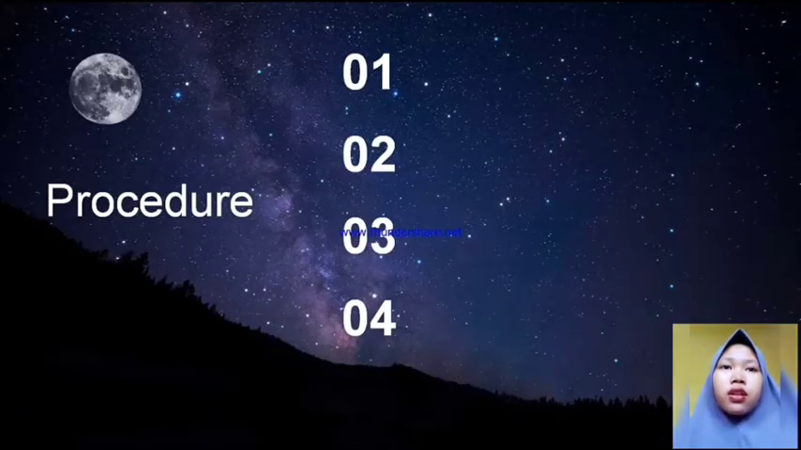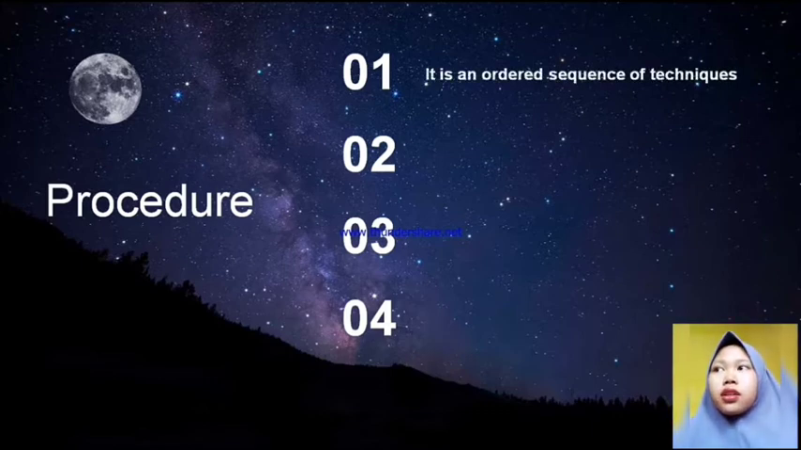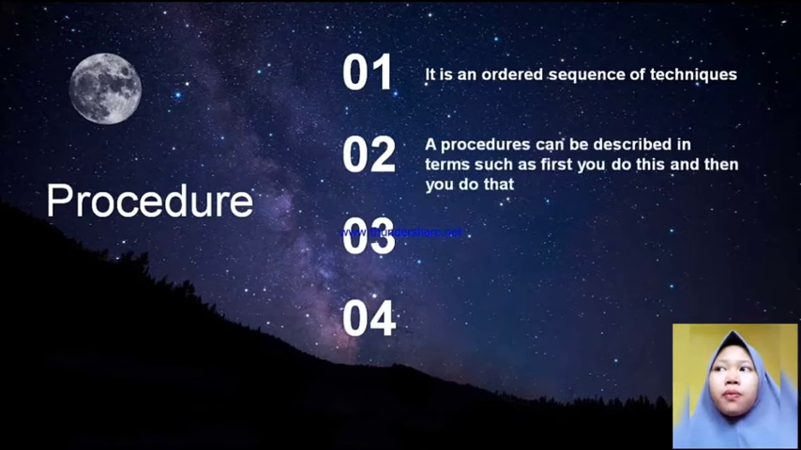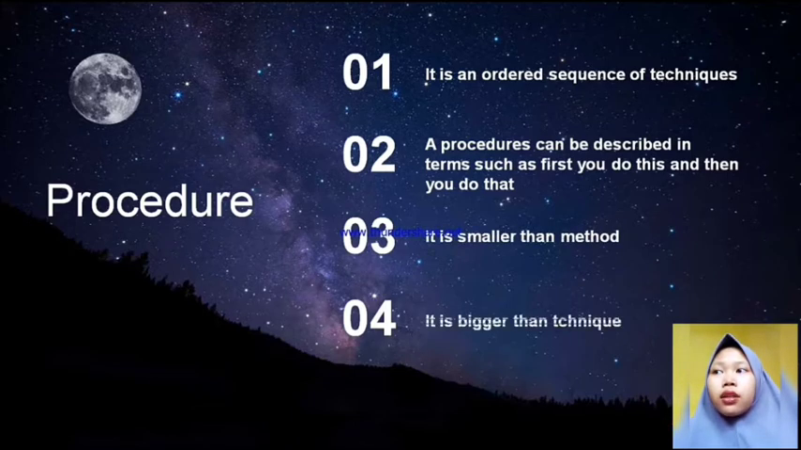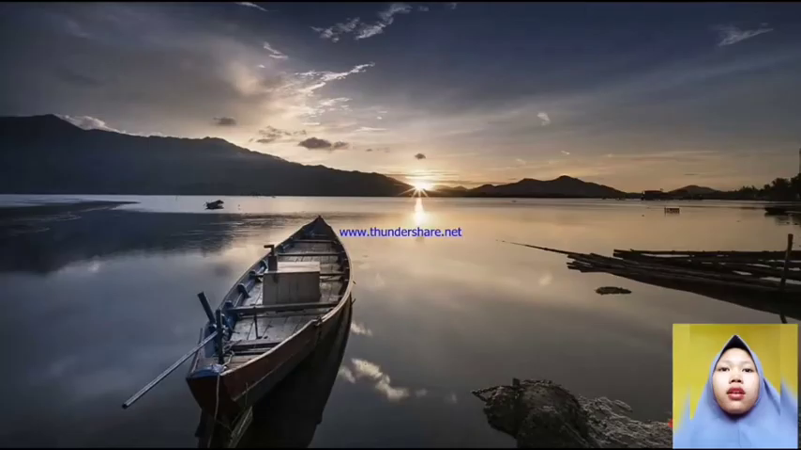Here is the summary of the definition of procedure. The first, it is an ordered sequence of techniques. And the second, a procedure can be described in terms such as first you do this and then you do that. And the third, it is smaller than a method. And the last, it is bigger than a technique. So procedure is still related to method and technique.